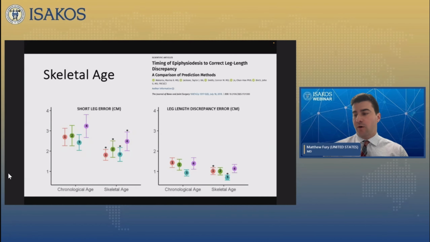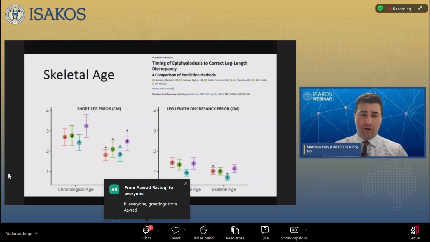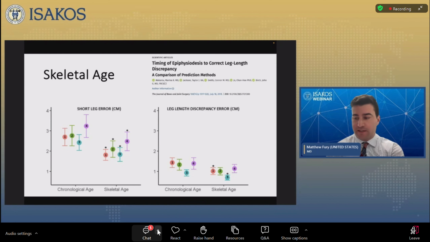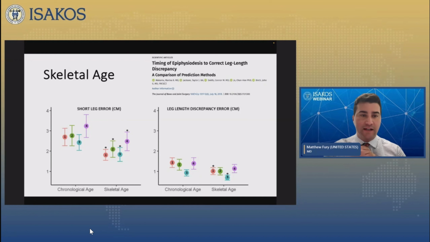And so what we've learned from a lot of our colleagues who have done growth deformity, growth modulation in the treatment of deformities is that skeletal age is really critical in assessing how much growth the patient has remaining. And so this study, which was published in JBJS, demonstrated that 26% of patients had a skeletal age that differed by greater than 1 year when compared to their chronological age.